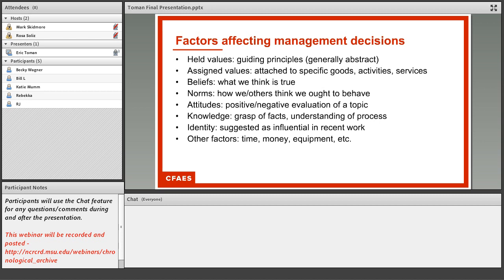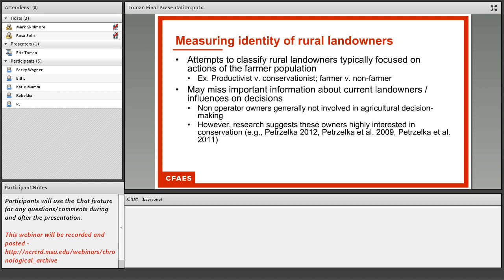And then this bottom factor of identity, and this is something I'll define a bit more on this next slide. But I think the rest of them hopefully are fairly straightforward. But again, we can come back and define these a bit better if we need to as we move on.